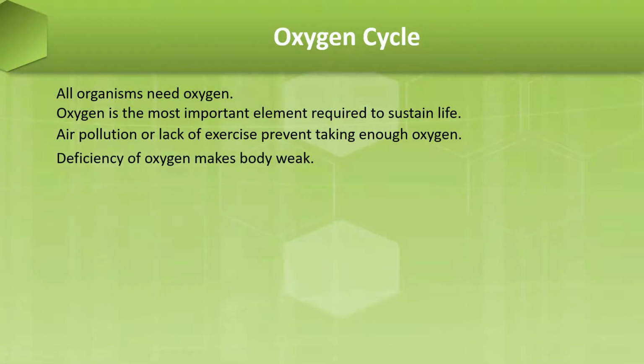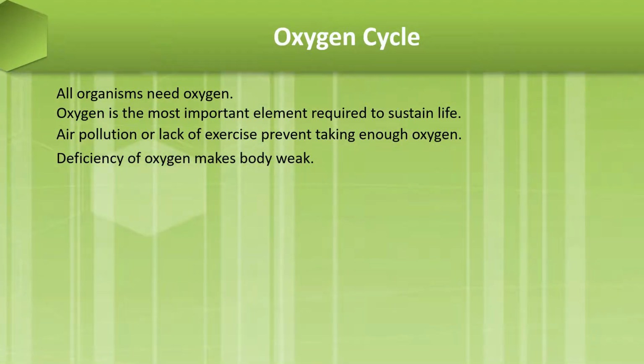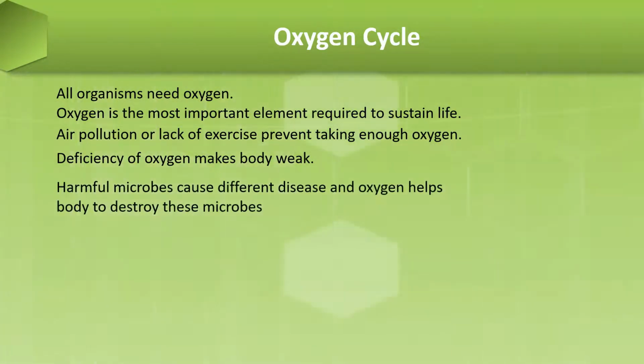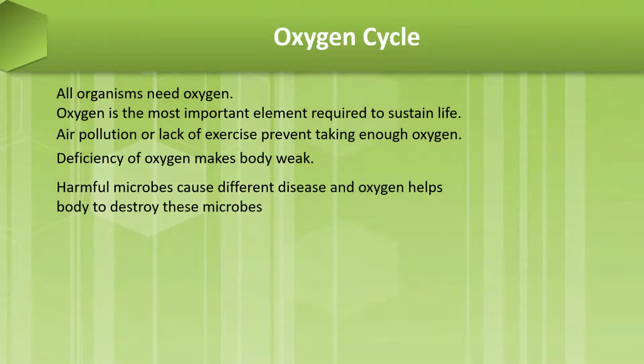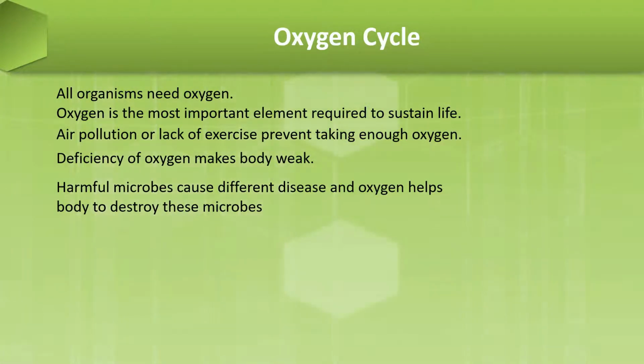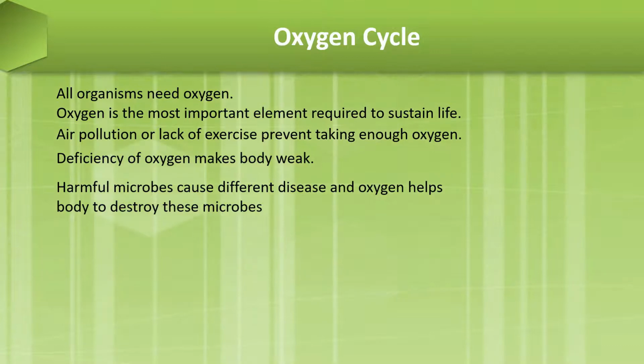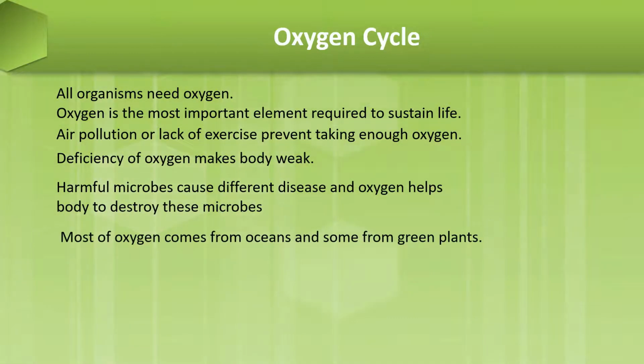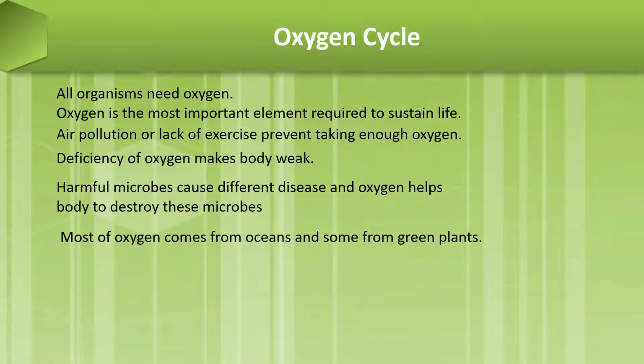Deficiency of oxygen makes the body weak because no energy can be produced without oxygen. Harmful microbes cause different diseases, and oxygen helps the body to destroy these microbes indirectly because it produces energy for the body to fight these microbes. Most of the oxygen comes from the oceans. As you remember from the previous chapter, about 92% of oxygen comes from the oceans, produced by microorganisms, and only some of the oxygen in the atmosphere is produced by green plants.